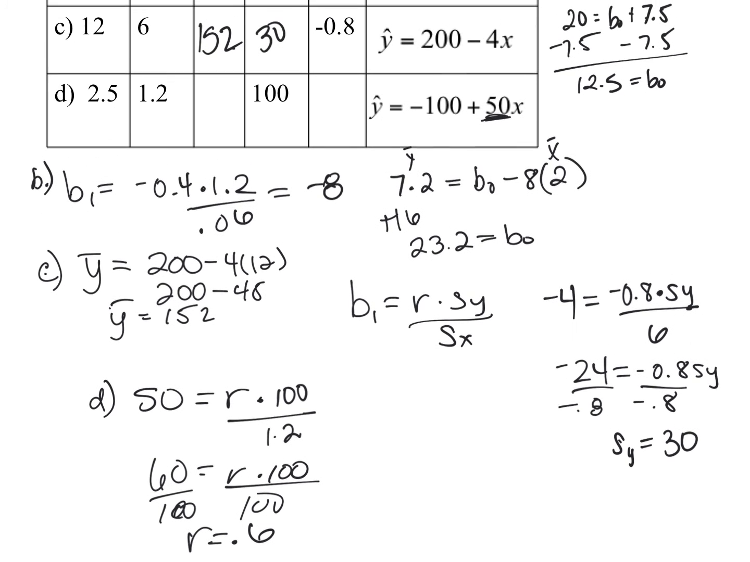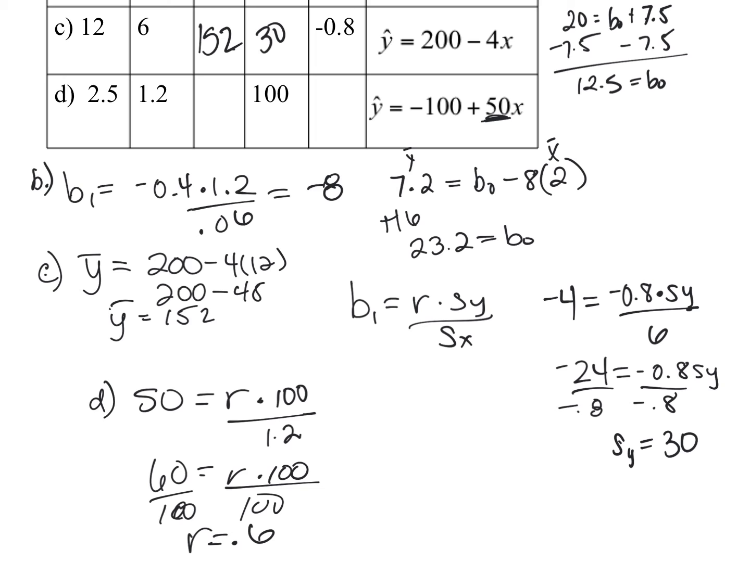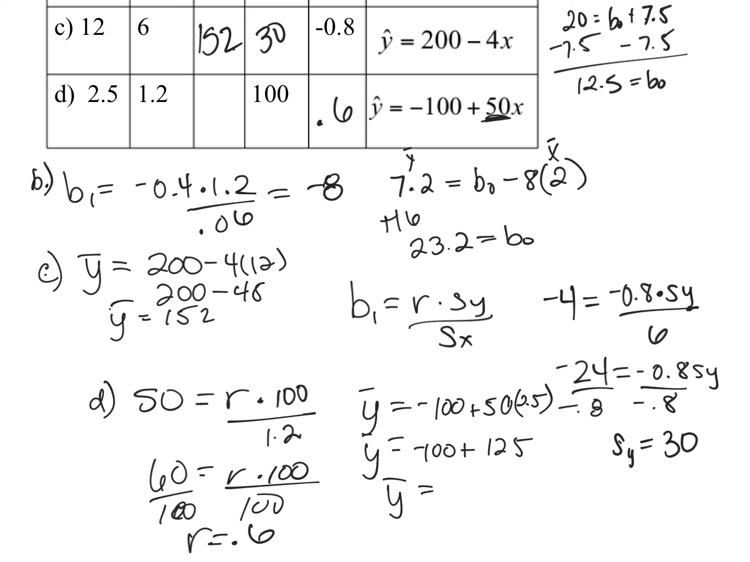And then if I want to find, again, the mean of y, I just plug it in. Negative 100 plus 50 times 2.5. Negative 100 plus 125. Y bar is 25.